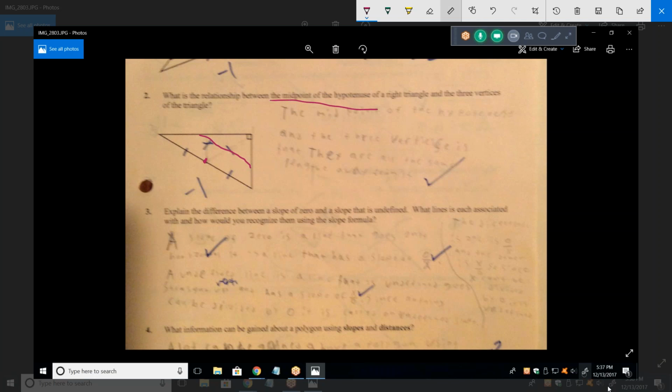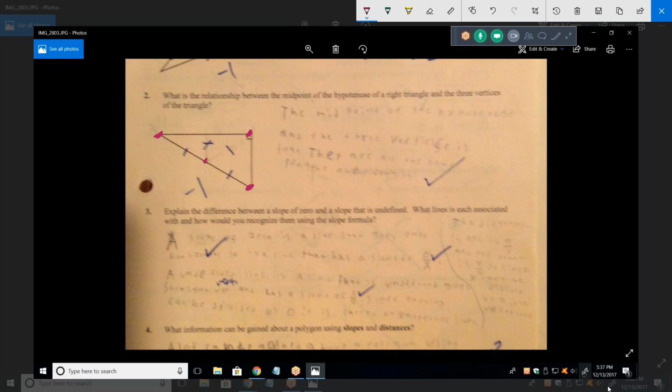Oh, it's not a mid-segment. Okay, my error. They're not talking about a mid-segment. They're talking about the midpoint. And what is the relationship between that vertex and that vertex?